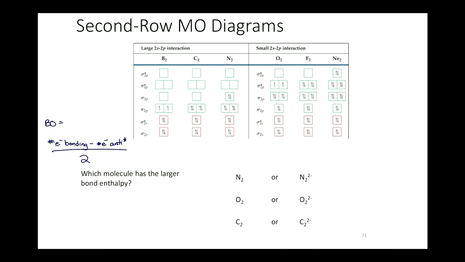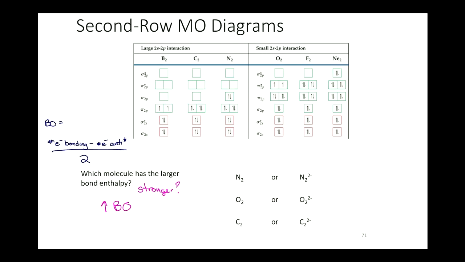All right, what molecule has a larger bond enthalpy? So I am essentially asking which of these pairs of substances is stronger. Which one has the stronger bond? So in these examples, I'm essentially asking you to calculate bond order. So what bond order am I looking for? Am I looking for the high one or the low one of the pair? You want to look for the higher bond order of the pair. That will tell you the stronger bond.